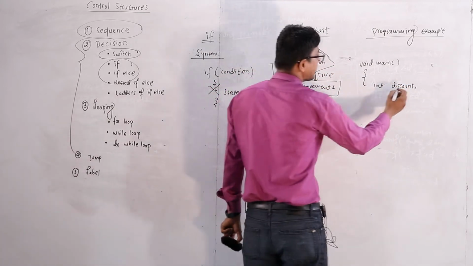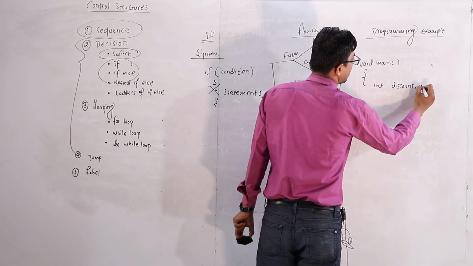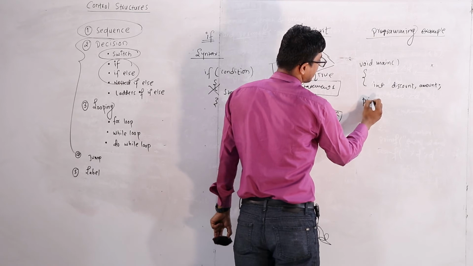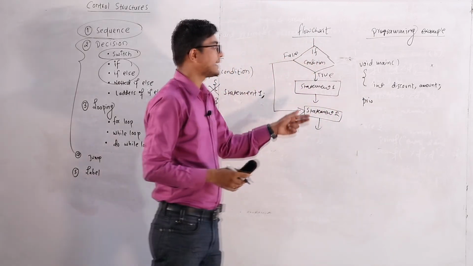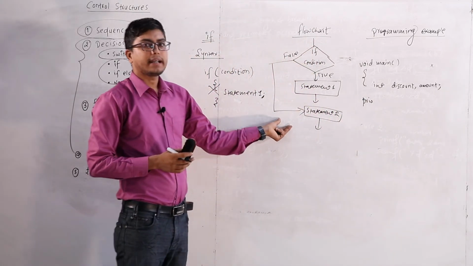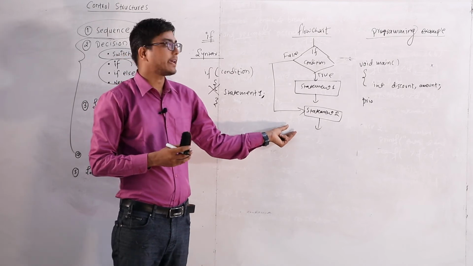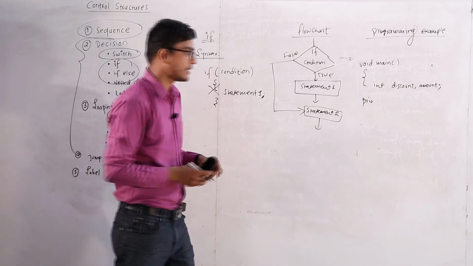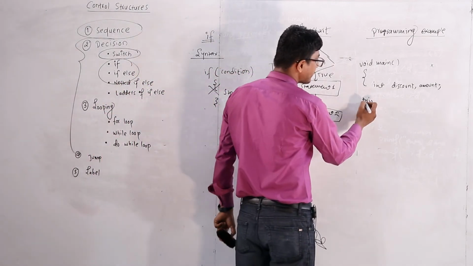Discount, a simple example, and amount. What I am going to do is enter the amount, and depending upon the amount, if the amount is more than 1000, you will get a discount, otherwise you will not get a discount. So let's see in the program.